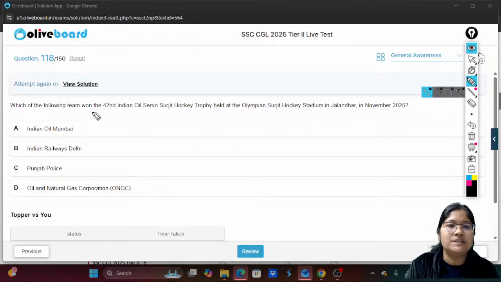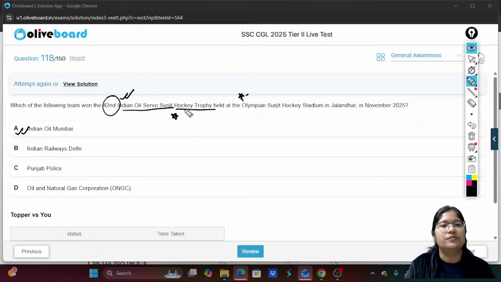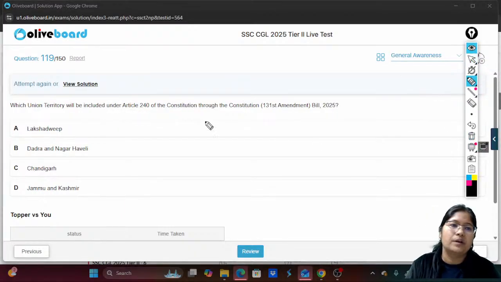Which of the following teams won the 42nd Indian Oil Servo Surjit Hockey Trophy held at the Olympian Surjit? So, which team has won it in November 2025? Won by Indian Oil Mumbai. Indian Oil Servo Surjit Hockey Trophy won by Indian Oil Mumbai. Fact-based question. If you know, you know.